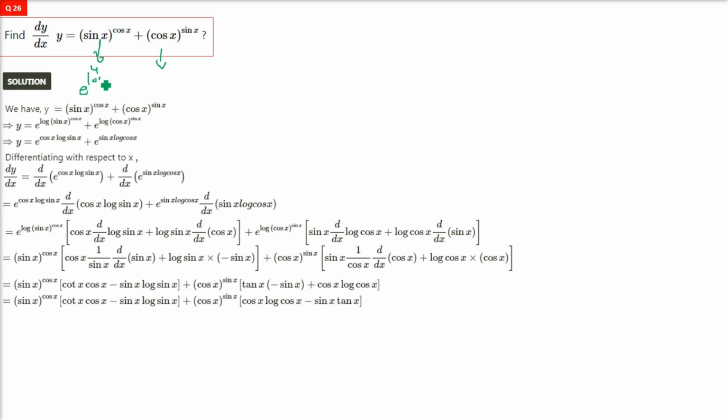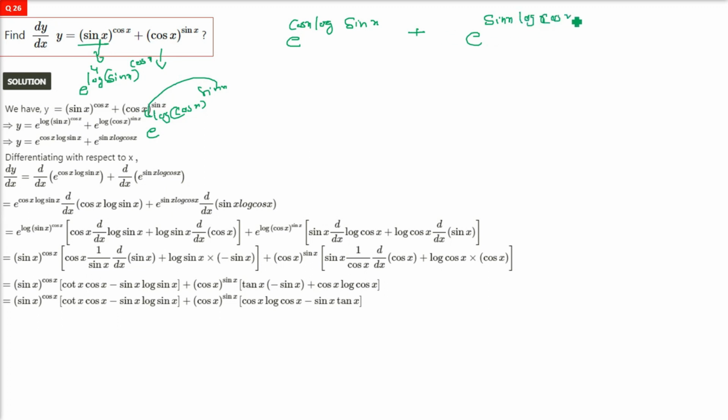Now the short way to do it is that anything can be written as e to the power log of it. So e to the power log sin x to the power cos x. Whenever you write e to the power log of this term, cos x will come in front. Similarly, here also the same thing: e to the power log cos x to the power sin x, then sin x will come in front. So it will be e to the power sin x log cos x.